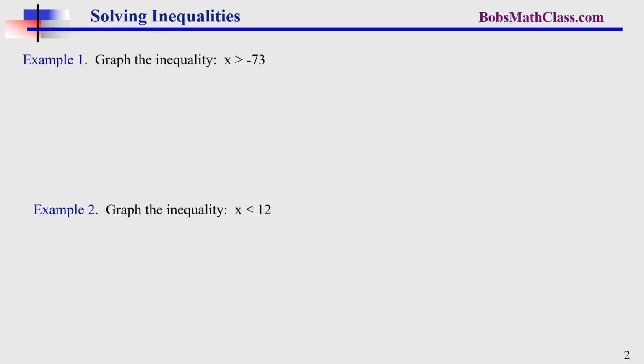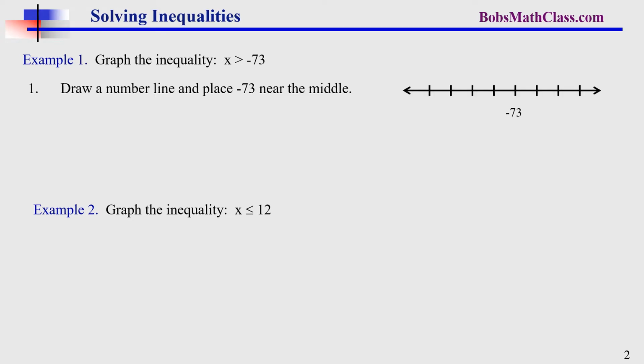Okay, so just a couple examples on how to do that. X is greater than negative 73. So make a number line, put negative 73 near the middle. Okay, I put a few tick marks. If you don't even want to put any tick marks, you don't have to. Just put a tick mark. That's what they're called, those little dashes. They're called tick marks for each number. So just put one tick mark for the number that we have, the negative 73.